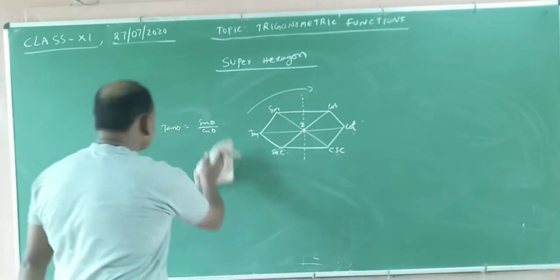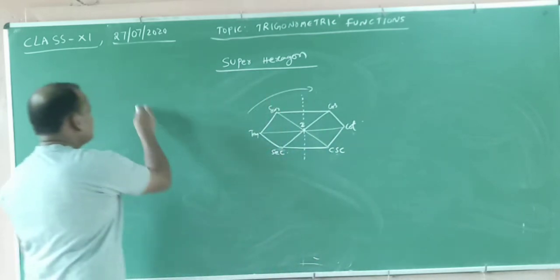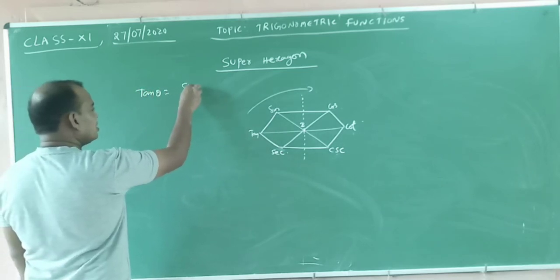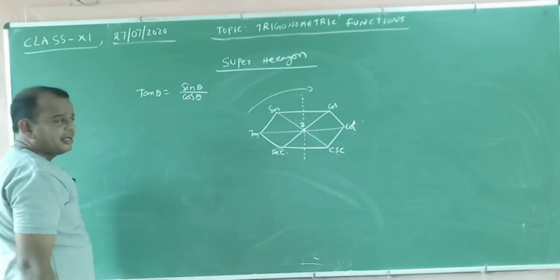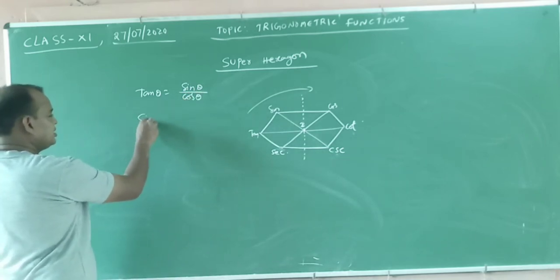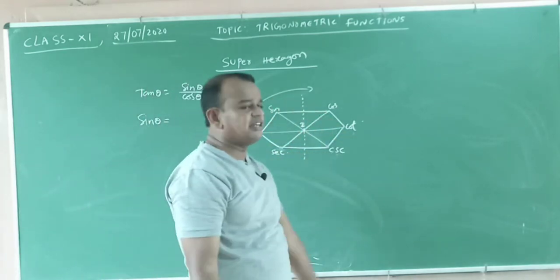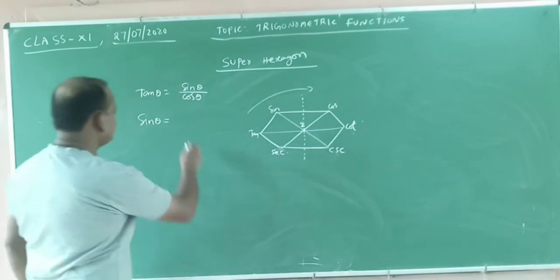Understood or not? Now, what is the first formula? You know that very well. Tan theta is equal to sin theta upon cos theta. Next, sin theta is equal to, how to write sin theta? Suppose from the examination point of view, cos theta is given, cot theta is given. Find the sin theta. How to write? Sin theta is equal to cos theta by cot theta.